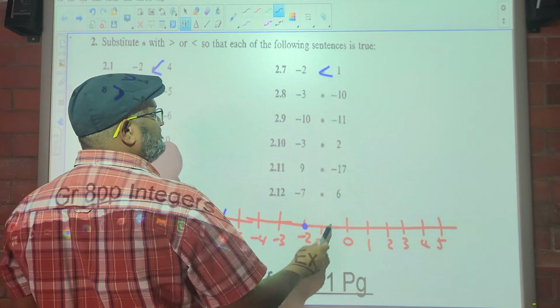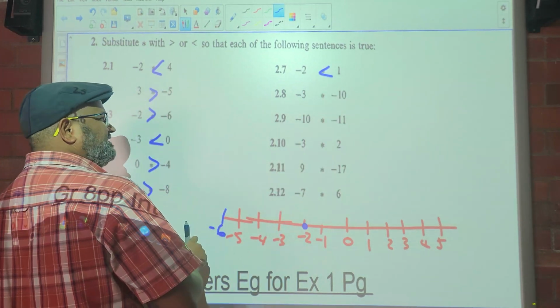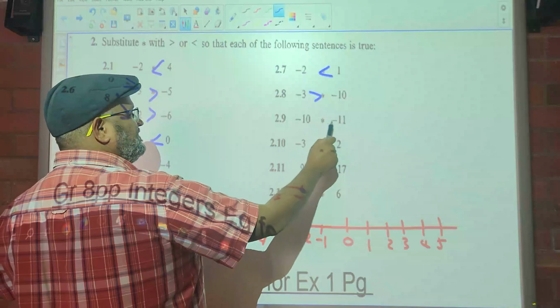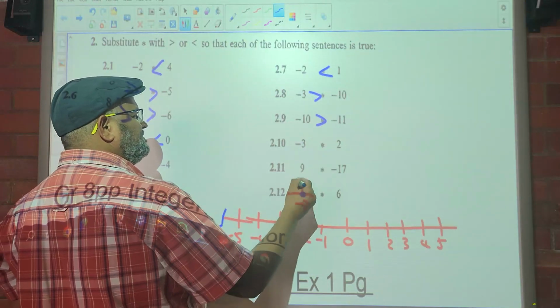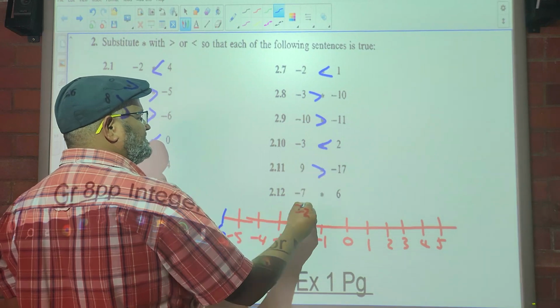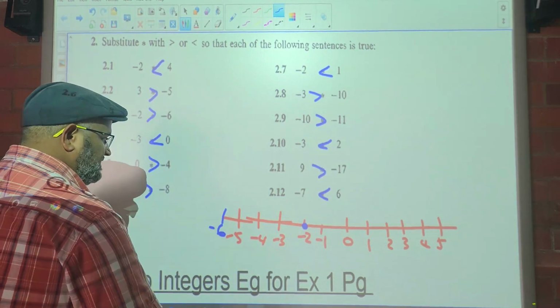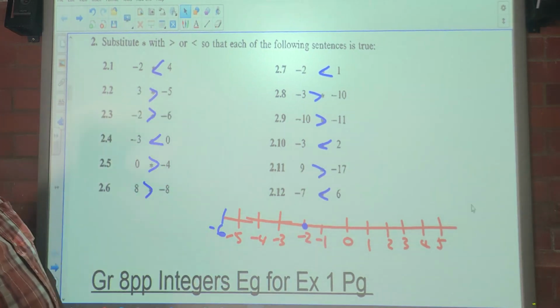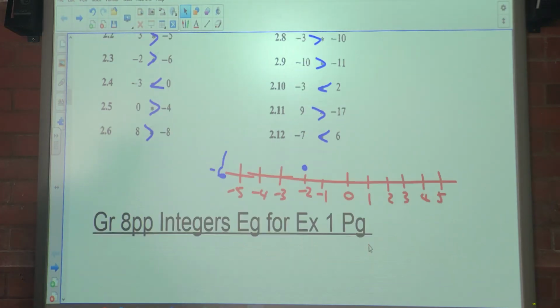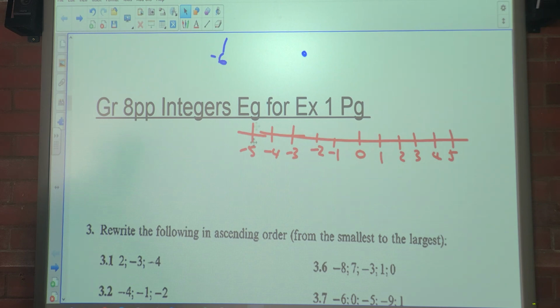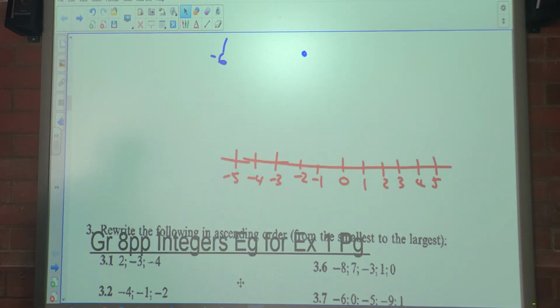1 is greater. Between negative 3 and negative 10? Negative 3. Negative 10, negative 11? Negative 10. Between negative 3 and 2? 2. 9 and 17 is 17. And then 6 is greater between 6 and negative 7. Alright, you guys understand? Any confusion there? Alright, let's go to the next one.